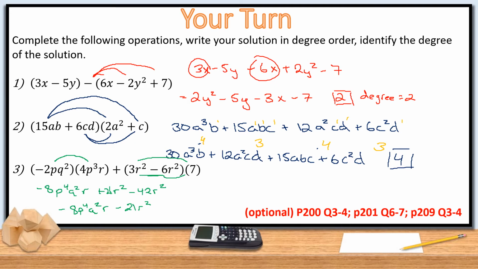So 4, 2, 1, add those together, we get a degree of 7, and 21r squared is degree of 2, so this one has a degree of 7. Okay, so that is degree.